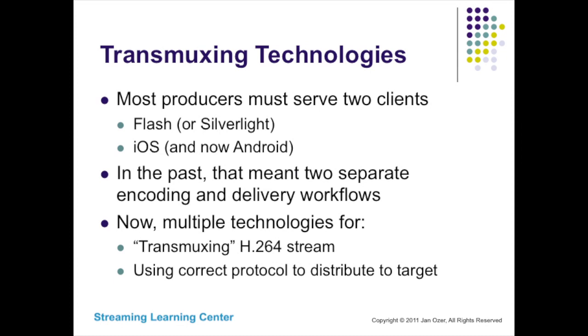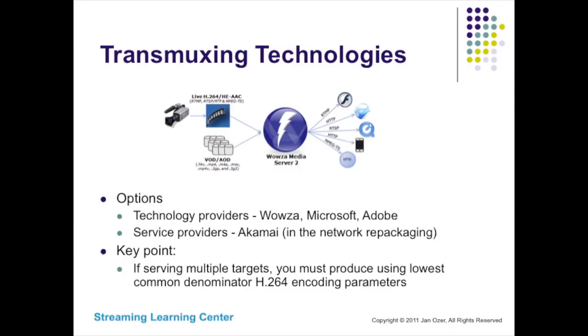Okay, a few minutes on transmuxing technologies. Again, most producers want to stream both to iDevices and to a desktop client. In the past, you needed two separate encoding banks, one for Flash or Silverlight and one for iDevices. What transmuxing technologies do is allow you to input one stream, and then the server will dynamically create other streams as necessary to support other devices.